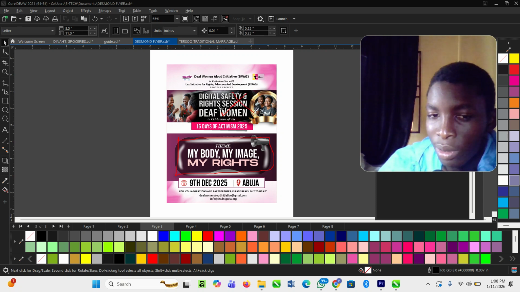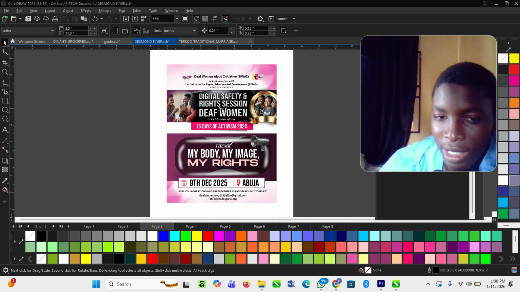It's too bold. This is supposed to be the main topic of this flyer, and this is supposed to be smaller. And then for the time and date section, the date is correct, but the instance where this is also big and this is also big, that is where there's a problem with this design, or else the design has been very nice.